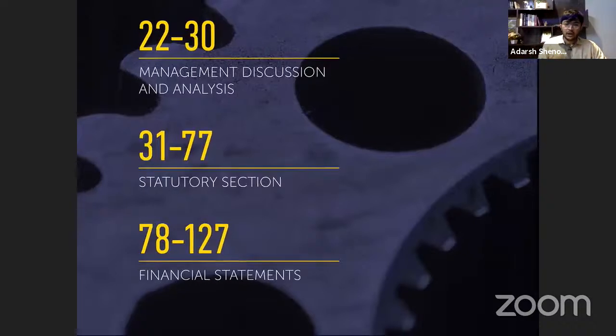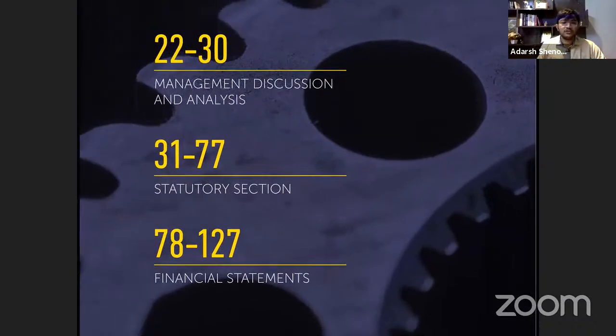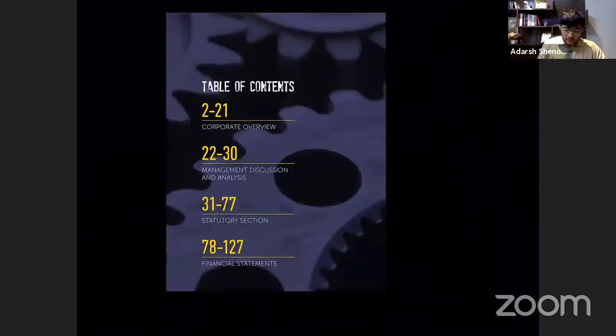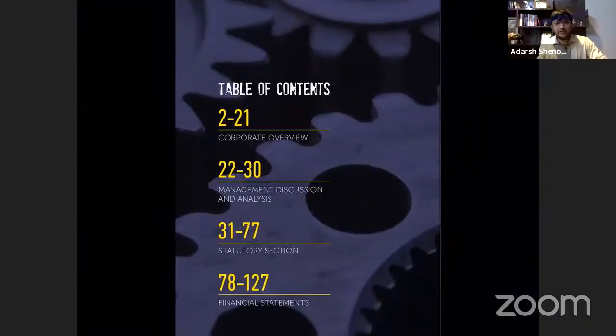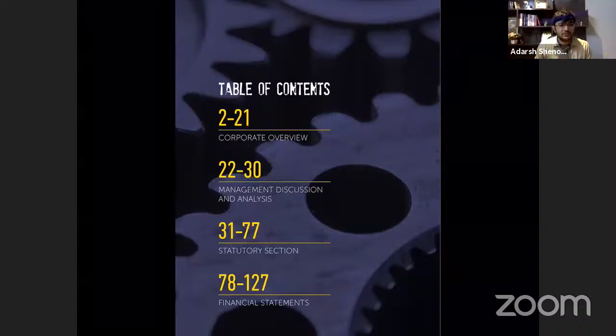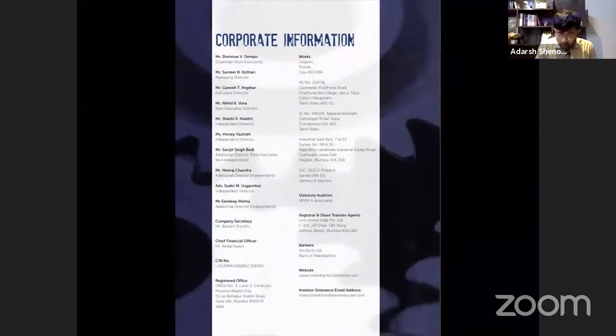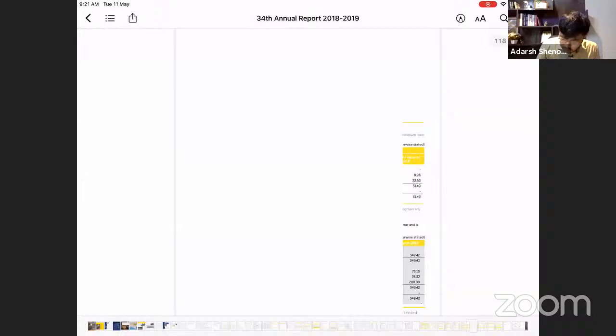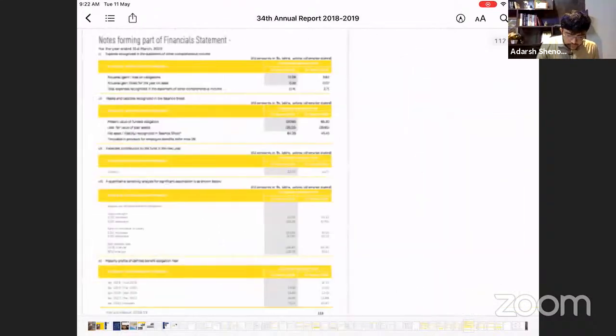Then finally, what is relevant for us, that is financial statements. In financial statements, you can see, of course, from page 78 to page 127, they're talking about financial statements. It cannot be just the balance sheet and P&L account, because drawing up a balance sheet and P&L account is not going to take 49 pages. So in addition to that, they also have to give certain disclosures in these pages.